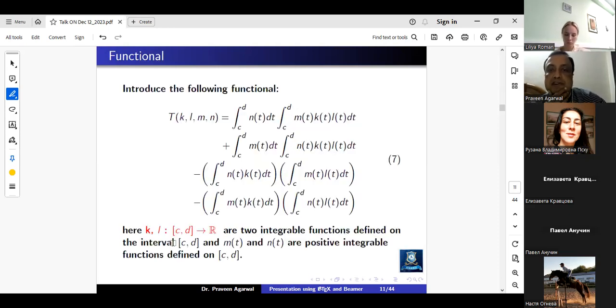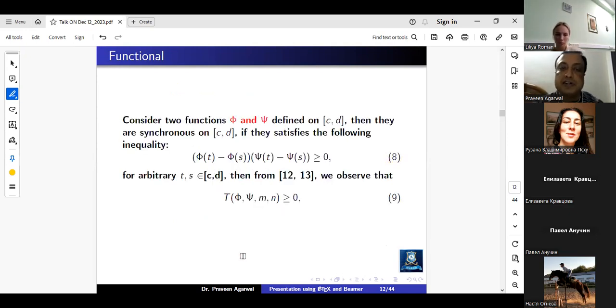So introduce the following functional. You can see that equation 7 represents a functional T(k,l,m,n). This is a combination showing how we can compact the relationship between m(t), k(t), l(t), n(t), and this combination is defined by the functional T(k,l,m,n). Here k and l belong to the closed interval [c,d] and are two integrable functions defined on the interval [c,d], and m(t) and n(t) are positive integrable functions defined on the closed interval [c,d].